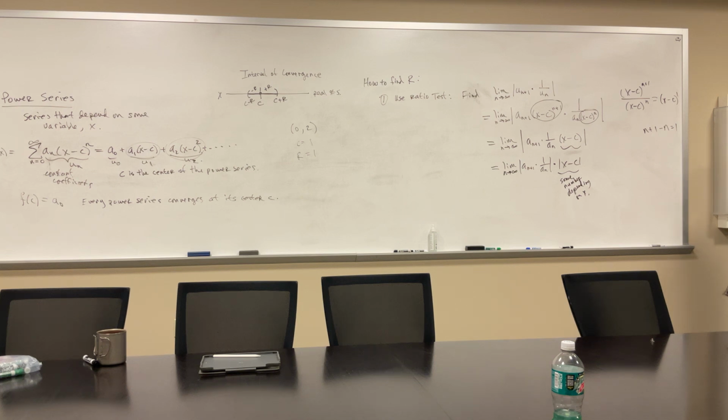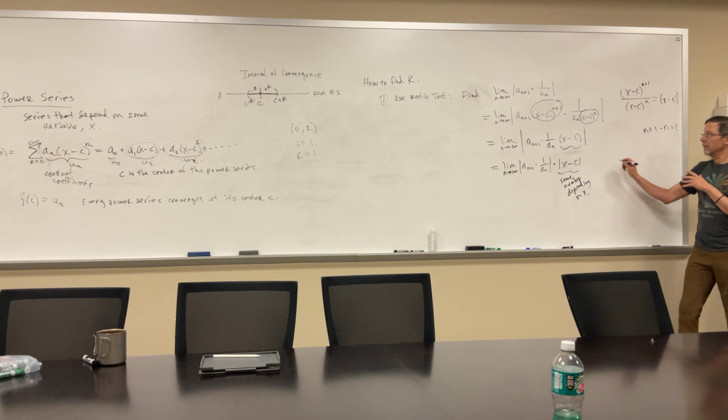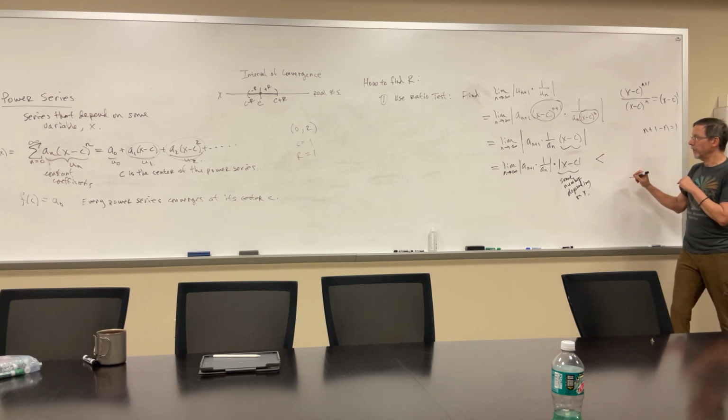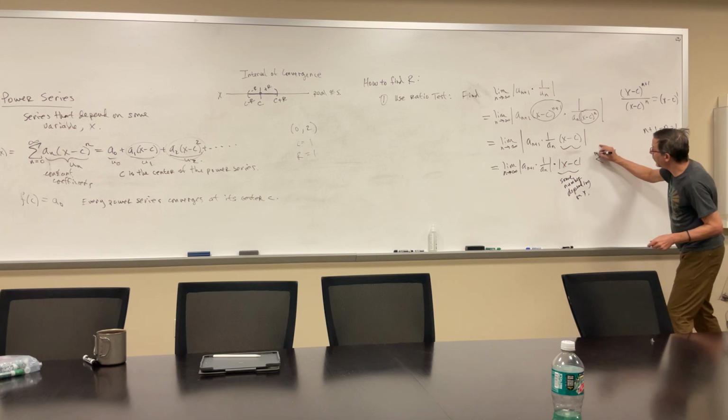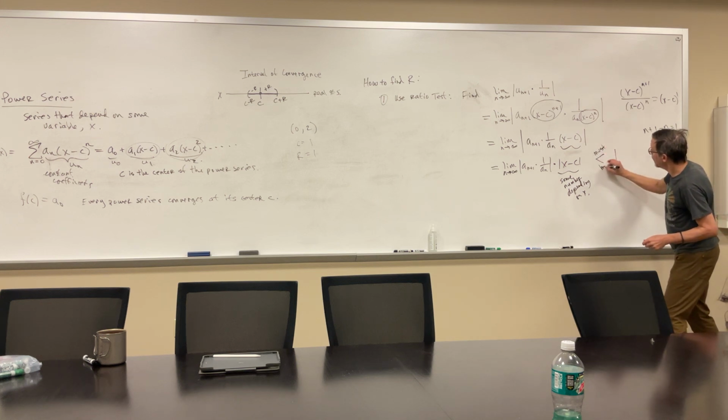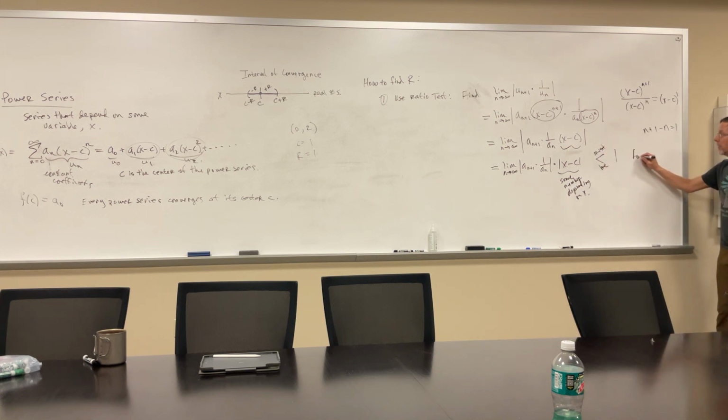So what is the ratio test? What do you need this limit to be less than for convergence? 1. Yeah, less than 1. So it must be less than 1 for convergence. Exactly.